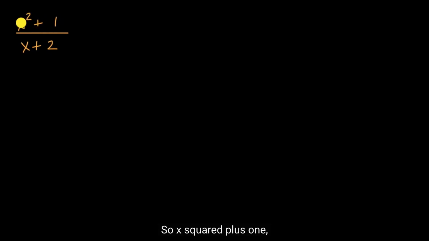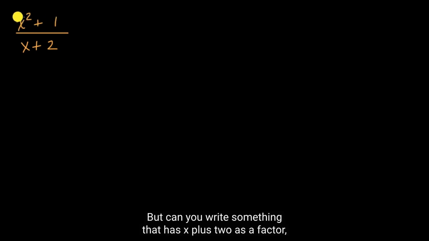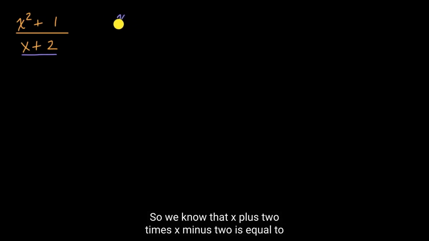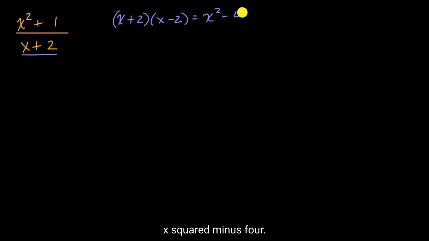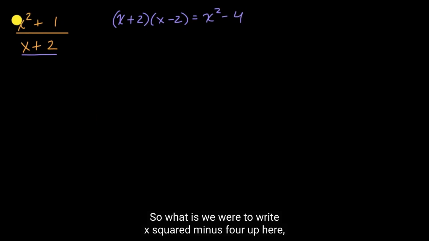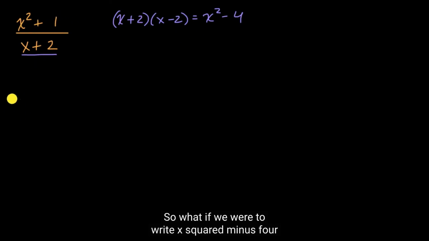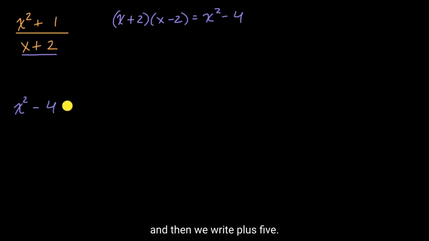So x squared plus 1, it's not obvious that you can factor it out, but can you write something that has x plus 2 as a factor, and interestingly enough has no first degree terms, because we don't want some weird first degree terms sitting up there. The best thing that I could think of is constructing a difference of squares using x plus 2. So we know that x plus 2 times x minus 2 is equal to x squared minus 4. So what if we were to write x squared minus 4 up here, and then we would just have to add 5 to get to plus 1?